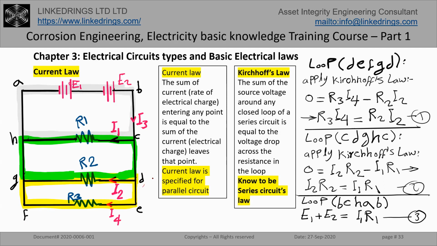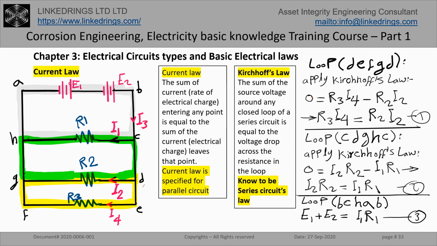So apply Kirchhoff's law. What is the input voltage here? The voltage source here is 0. So 0 equals the voltage drops. What are the voltage drops? 0 equals R3 I4 minus R2 I2. So it means R3 times I4 equals R2 times I2. This is equation number 1.